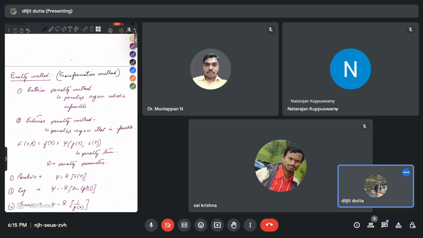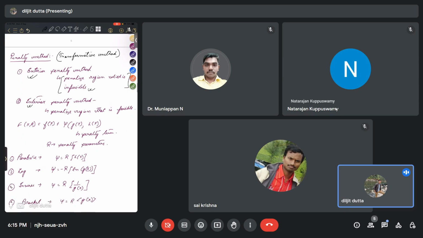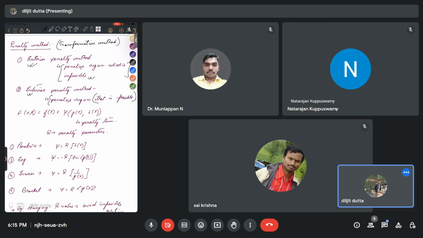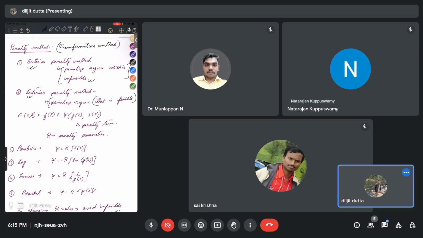There are two ways in which we can do this penalty method. One is the exterior penalty method, and the second is the interior penalty method. In the exterior penalty method, we penalize the constraint in the region where it is not feasible. It is in the infeasible region that we apply the penalty. For the interior penalty method, we penalize the function in the region where it is feasible. We penalize in the feasible region. So these are the two types of penalty methods.